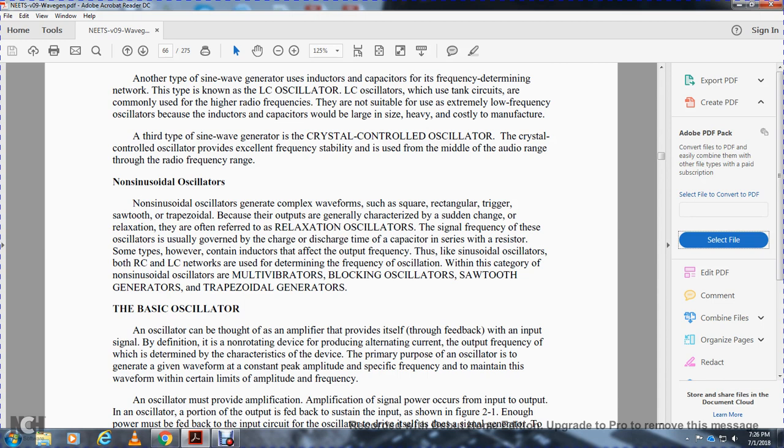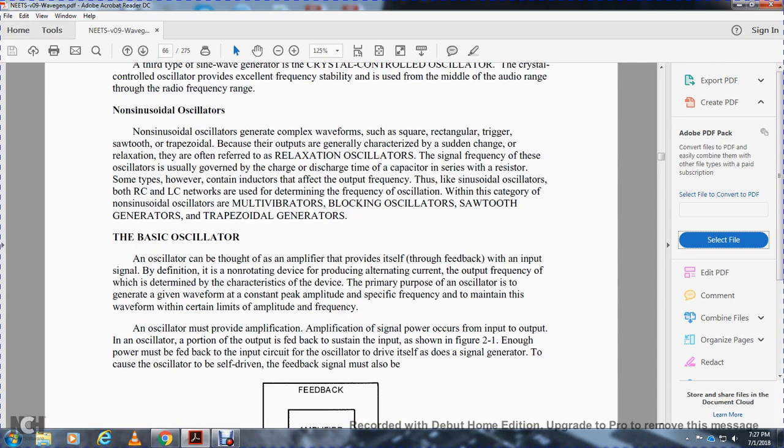Signal frequencies for these oscillators are usually governed by the charge and discharge time of a capacitor served with a resistor. Some types, however, contain an inductor to affect the output frequency. Thus, like sinusoidal oscillators, both the resistor capacitor and the inductor capacitor networks are used to determine the frequency of oscillation. Within the category of non-sinusoidal oscillators are multivibrators, blocking oscillators, sawtooth generators, and trapezoidal generators.